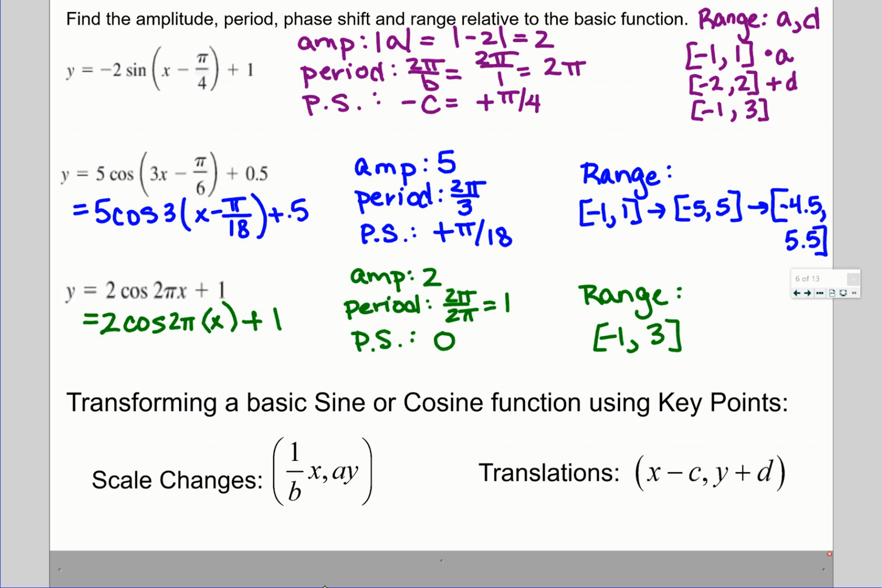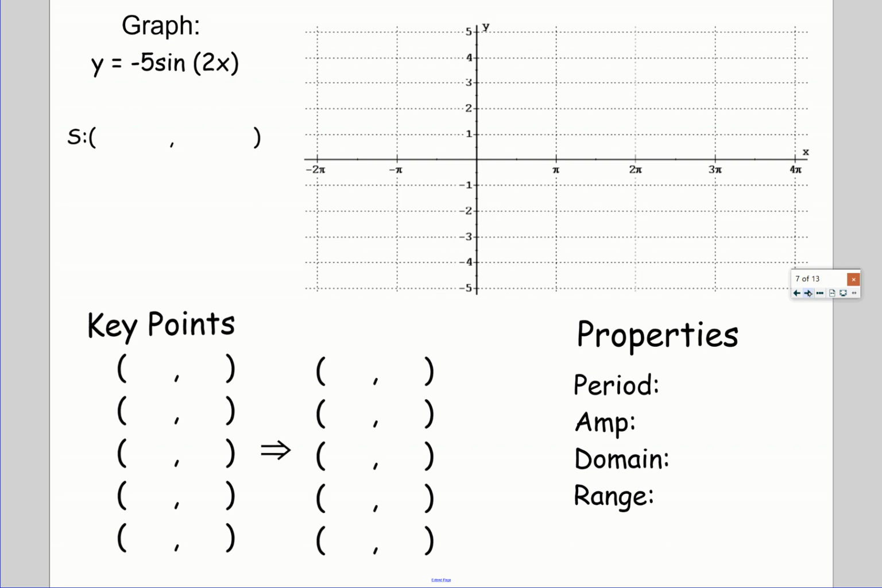All right, so flip your paper over. We're just going to do 2 of these today. The first graph we're going to do only has scale changes. The second graph we're going to do only has translations, and then tomorrow we'll do a couple graphs that have everything all put together in it.